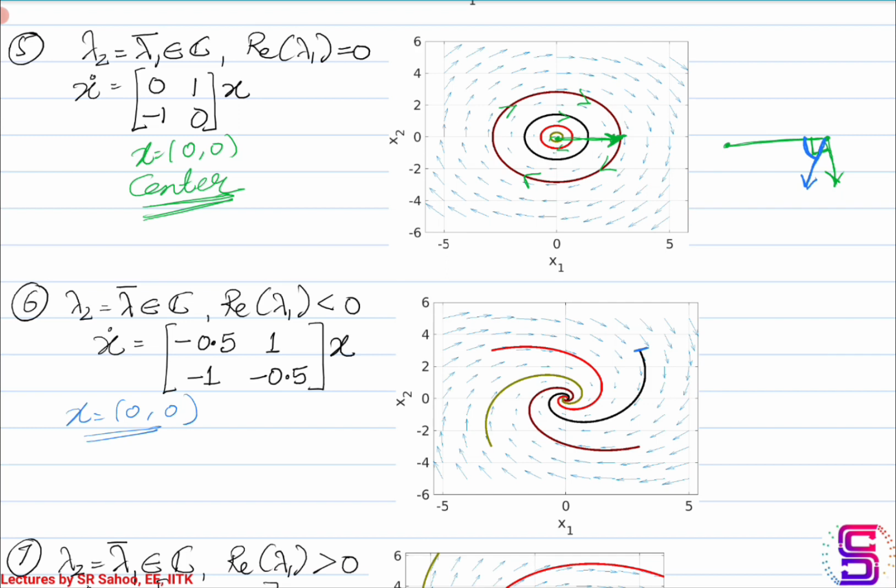The evolution of this trajectory is actually in the form of a logarithmic spiral, which essentially starts from one section and continuously keeps on passing through all other sections. So in this case, let's say it starts at the first quadrant, then goes to the fourth quadrant, then third, then second, again first, then fourth, third, second, and so on. So it keeps on spiraling, and here the logarithmic spiral says that it spirals inward. So this is known as a stable focus.